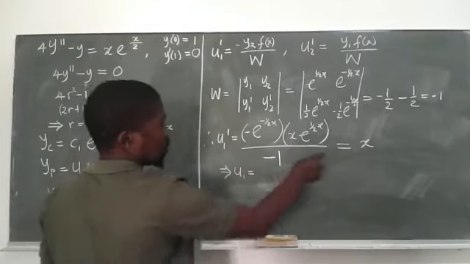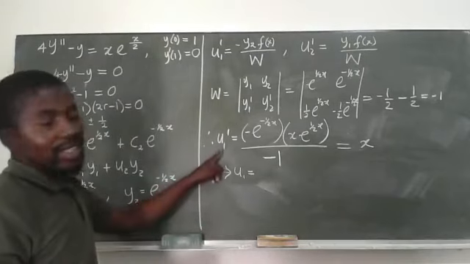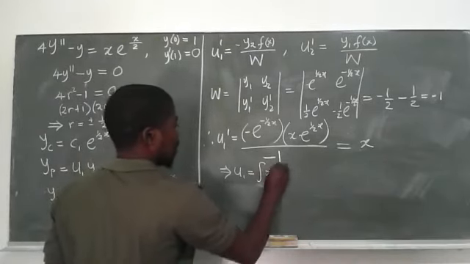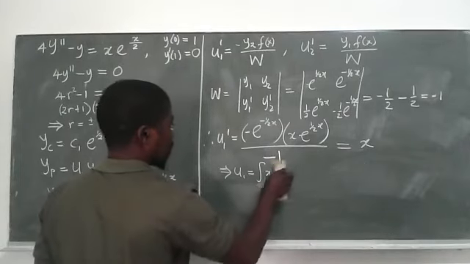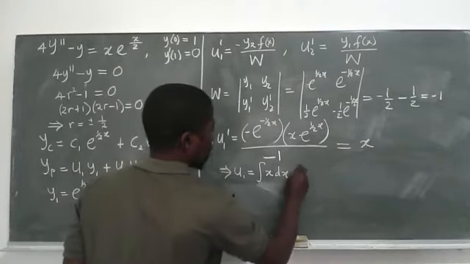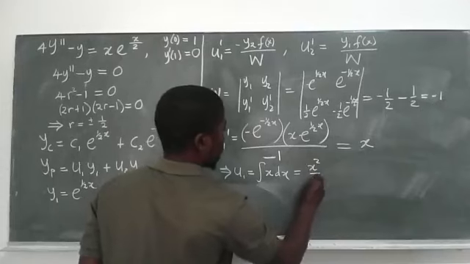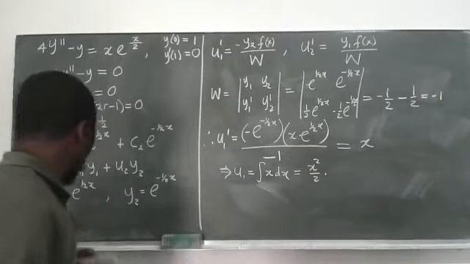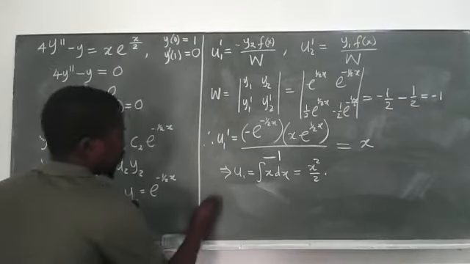This implies that U1 is equal to, because I need to integrate to reverse the differentiation, the integral of x dx, which will give you x squared over 2. Now that I've found U1, I need to calculate U2 as well.